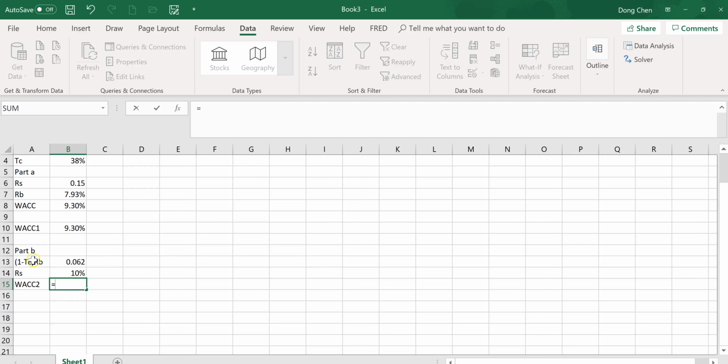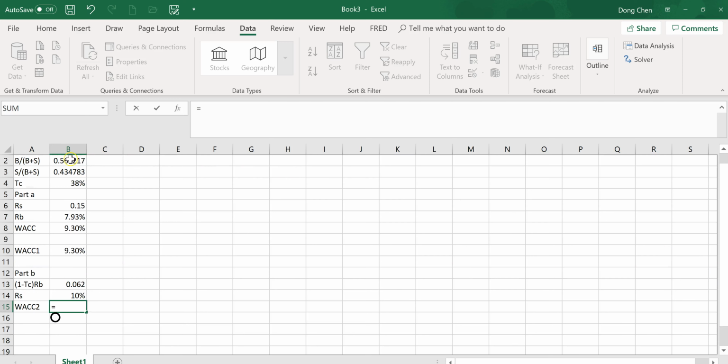You have to be careful because what's directly provided is this after-tax cost of debt. So once you multiply by the weight on the cost of debt, which is B over B plus S, you shouldn't multiply by 1 minus the tax rate again, because that's already 1 minus tax rate times RB. So that's done for the first part. And the second part, the weight on the equity, the market value based equity ratio, times the cost of equity here.